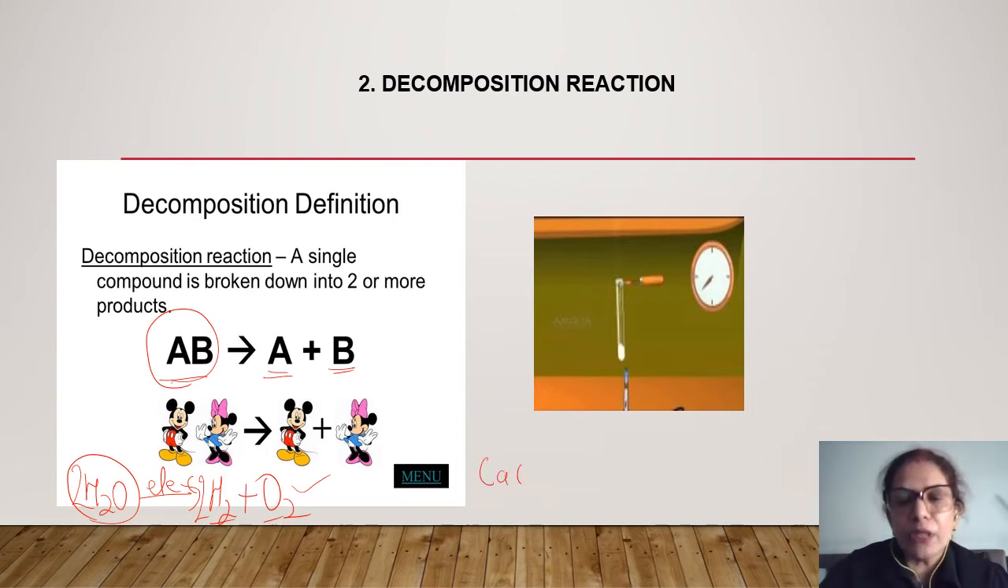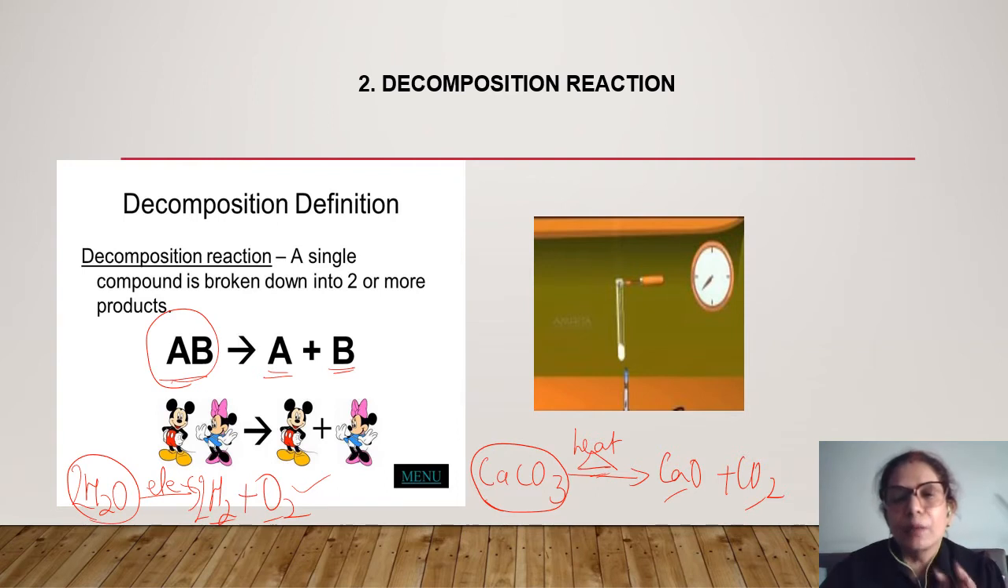Similarly, if we take one more example of calcium carbonate in the presence of heat, the triangle means heat, gives calcium oxide plus carbon dioxide. So again a single substance is giving 2 substances in the presence of heat. So this is a decomposition reaction. So very important here is a single substance under certain conditions will give or break down into 2 or more substances. Okay, so you also will be doing experiments in the lab in your school.